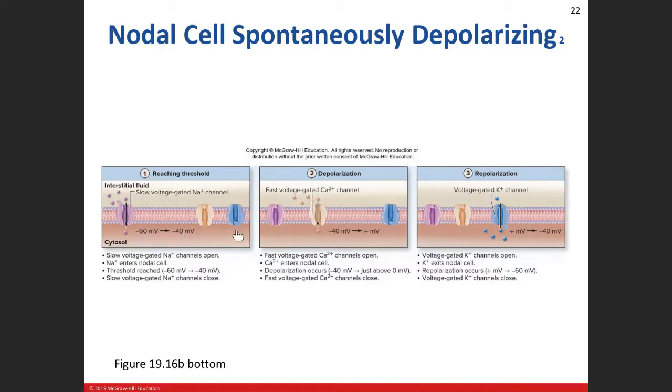As soon as we get to that -40 value, our slow voltage-gated sodium channels close. Fast voltage-gated calcium channels open up. Calcium pours into the cell and immediately brings us to our 0 value for the membrane potential. As soon as that happens, our fast voltage-gated calcium channels close down, and then our voltage-gated potassium channels open up for repolarization as potassium leaves the cell, and we make the inside of the cell more negative again. When we get to that -60 resting membrane potential, the whole thing starts over again.